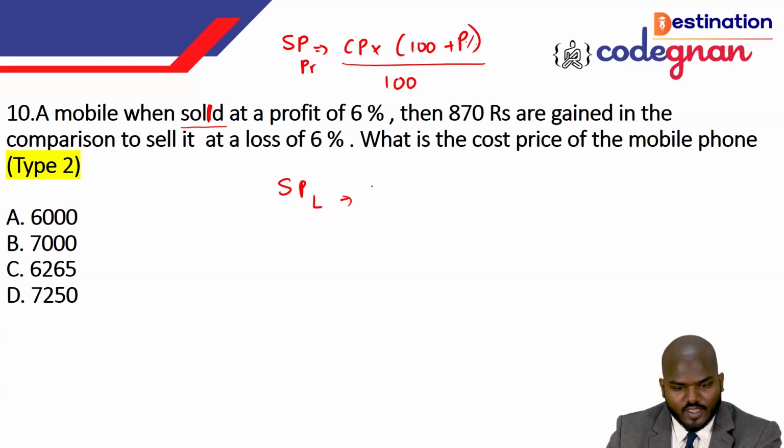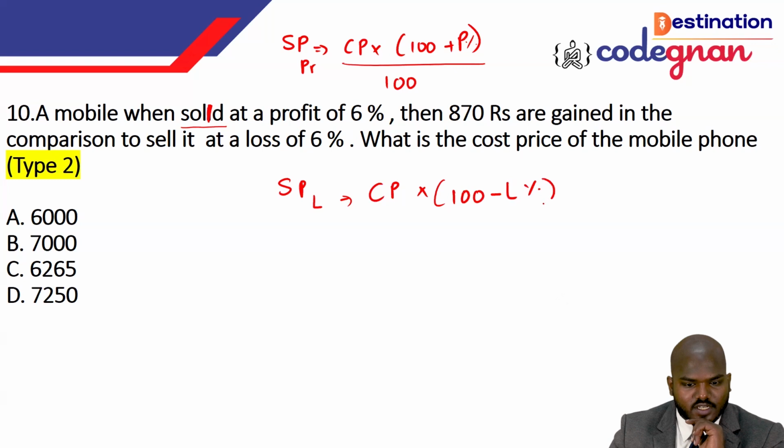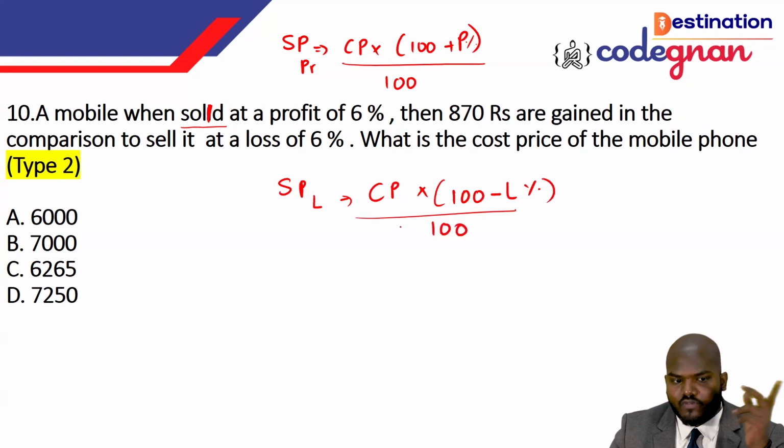Okay, so we have the cost price. I just want to recall the formula. I forgot to say in the previous question that it is 100 minus loss percentage, times 100. This is the formula we utilized in the previous one to get the answer.